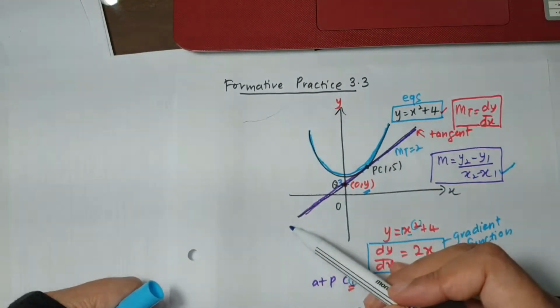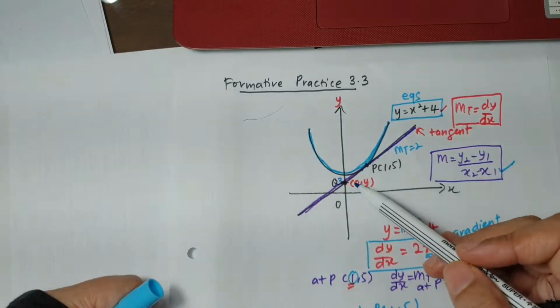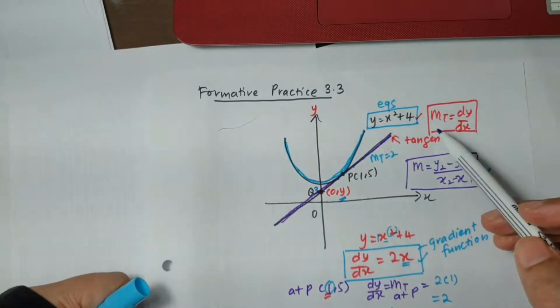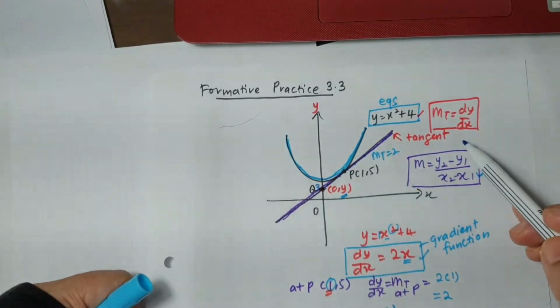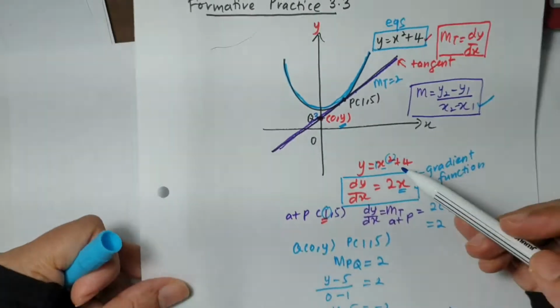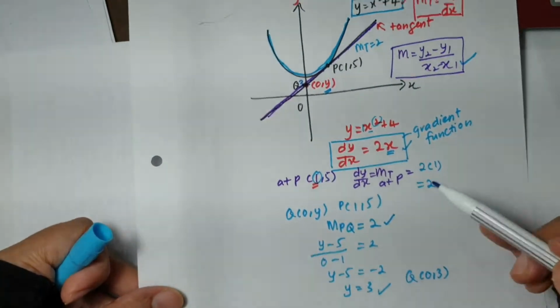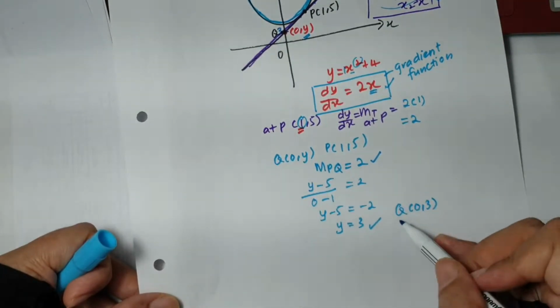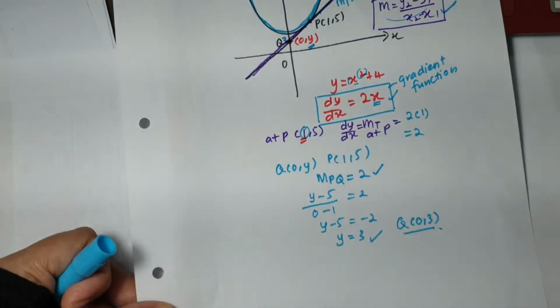But you don't have the equation there. So once you see this is a tangent to the curve, you can apply gradient of tangent is dy by dx. Find the gradient of the tangent first. You get 2. Then apply this formula in order to get the Q coordinate. Done. Okay, next, B.